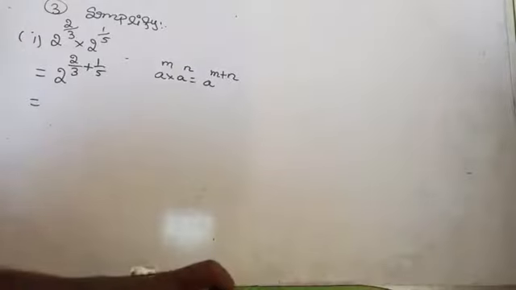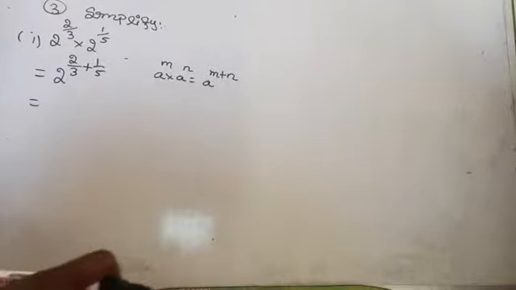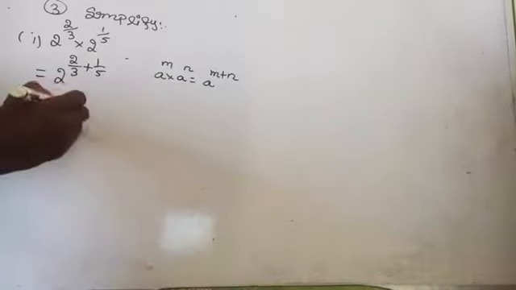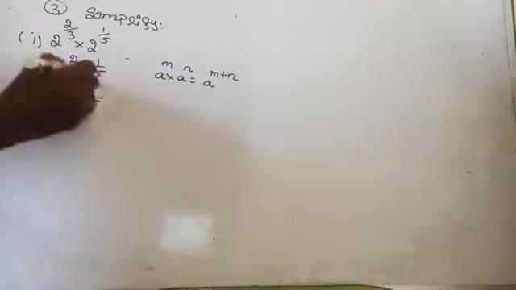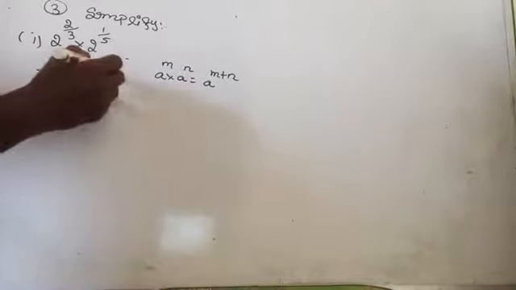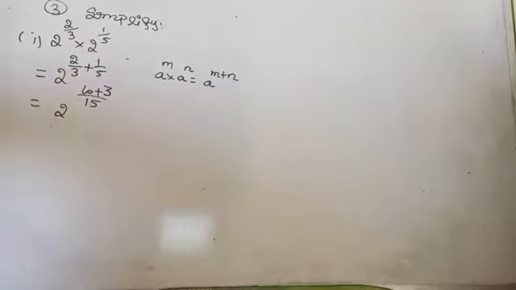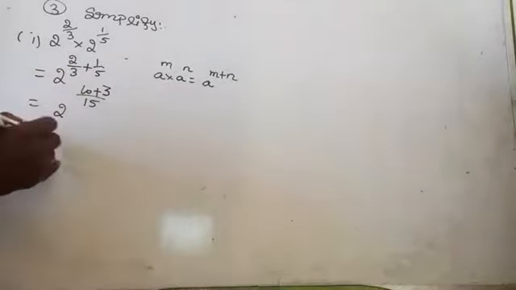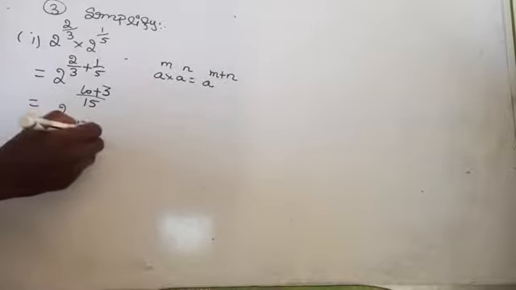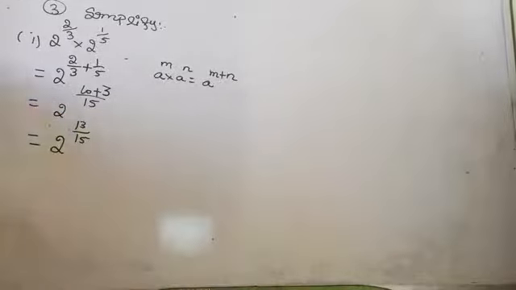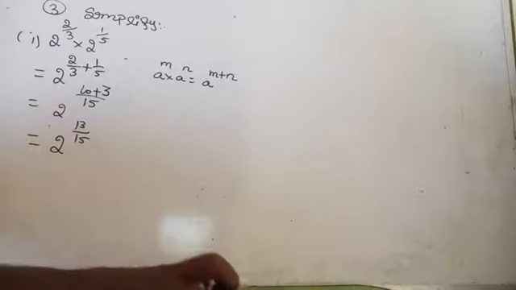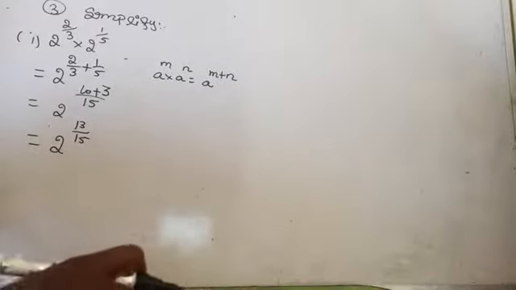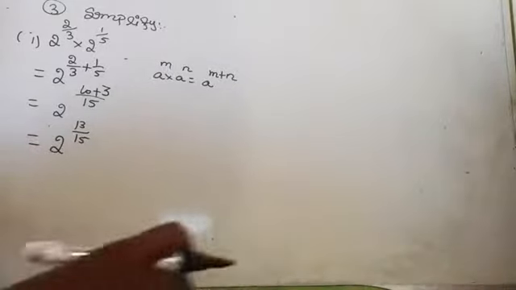Now take the LCM, dear. The LCM of 3 and 5 is what? 15 here. So what should be multiplied? Here 5 should be multiplied. So 2 5s are 10. Here 3 should be multiplied. 1 into 3 is 3. So 2 to the power 10 plus 3 is 13 by 15. 2 to the power 13 by 15. Am I right here? Yes. Now look at the second part.